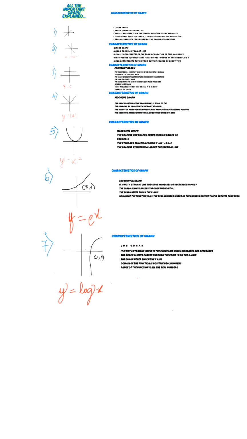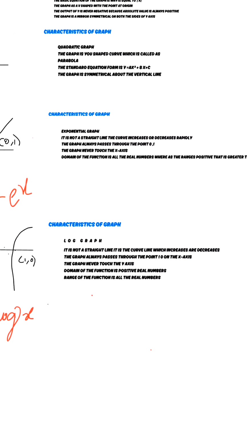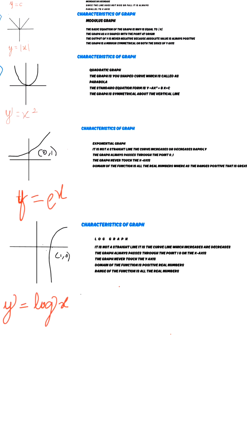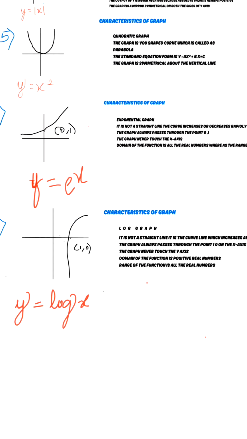Let us see the seventh graph, that is the log graph. In the log graph, it is not a straight line, it's a curved line which is increasing or decreasing. Can you see this? The curved line graph passes through the point 1 comma 0 on the x-axis, and the graph never touches the y-axis. Also remember, the domain of the function is always the positive real numbers, whereas the range of the function is all the real numbers. How? I will explain.